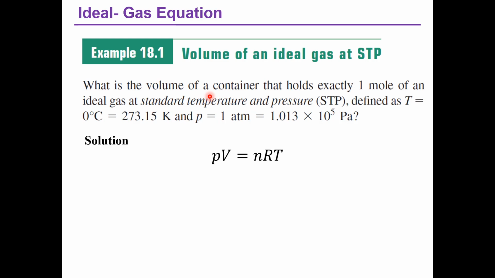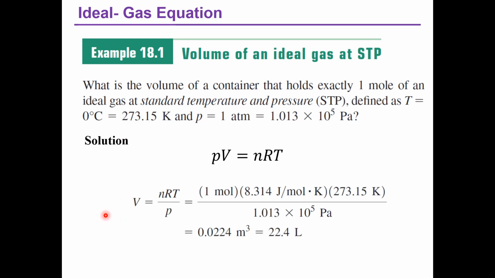This is very simple. You will use the equation PV equals nRT, and ang atuang kuhaon is the volume of the container that holds exactly 1 mole. 1 mole is, that is your N. N is equal to 1 mole of an ideal gas at temperature nga 273 Kelvin and pressure nga 1 atmospheric pressure or 1.013 times 10 to the 5. Take note, ang SI unit sa pressure is Pascal. So you need to convert ATM, atmospheric pressure, into Pascals.